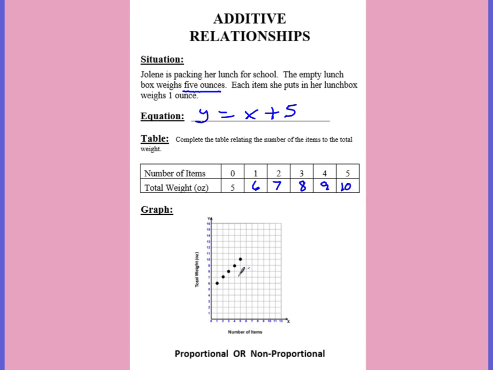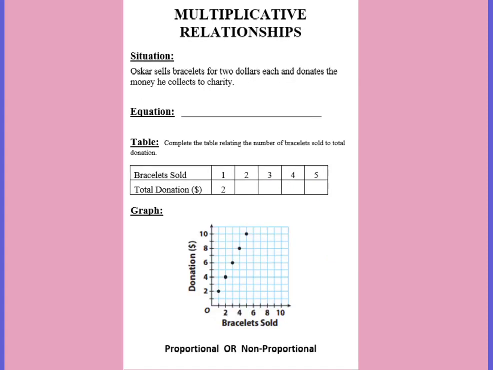You can graph it, which has been done for you. Looking at your graph, if you were to draw a line, and mine's not going to be very straight, would it go through the origin? No, it does not go through the origin. Therefore, it is non-proportional and it is additive. Okay, let's look at the next example.